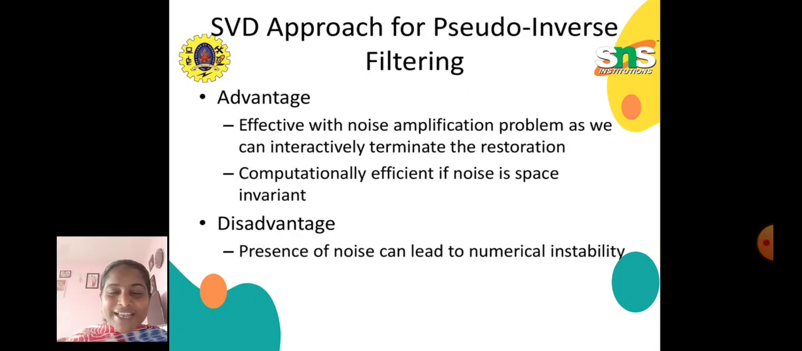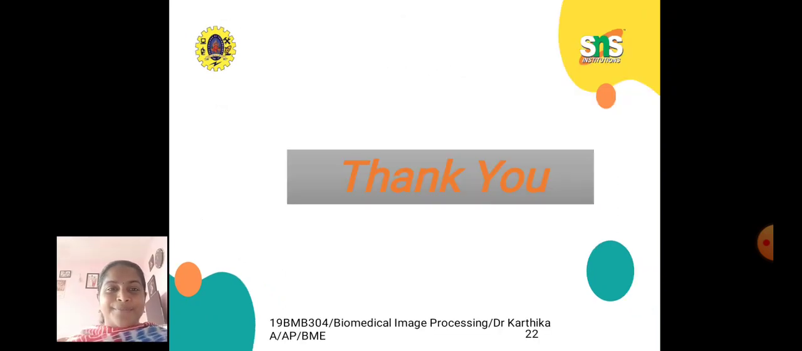So here we use the SVD approach for pseudo-inverse filtering. Here the advantages are that it is effective against the noise amplification problem, as we can interactively terminate the restoration. It is computationally efficient if noise is space variant. Here the disadvantage is that the presence of noise can lead to numerical instability. So we use the singular value decomposition technique here.